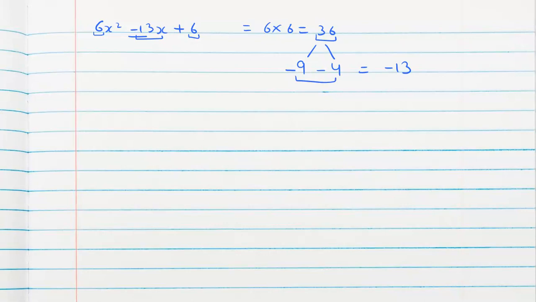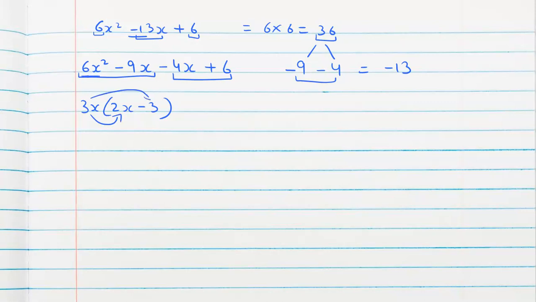So these are the two numbers we are looking for, and now we will rearrange the equation like this: 6x squared minus 9x minus 4x plus 6. Okay, and now we learned in the previous sessions that this is one term and this is the second term. So in the first term, what is common? 3 is common in the numbers, and the variable x is common. So inside will be 2x minus 3, correct? 3x times 2x gives us 6x squared, and 3x times negative 3 gives us negative 9x.